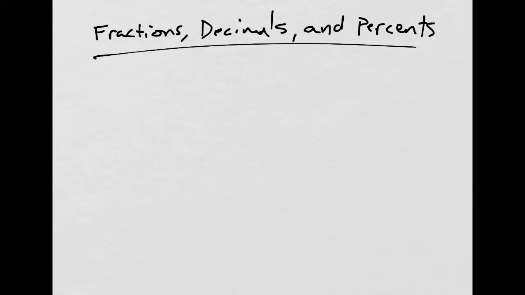In this section, we're going to cover fractions, decimals, and percents. We're going to try and be comfortable with working with all of these. So the first thing that I'm going to say is, what is a rational number? That's something that you can write as a fraction.